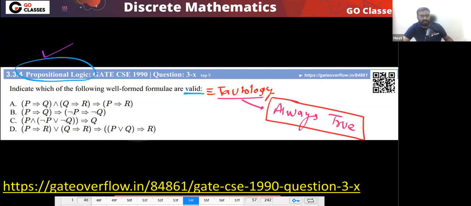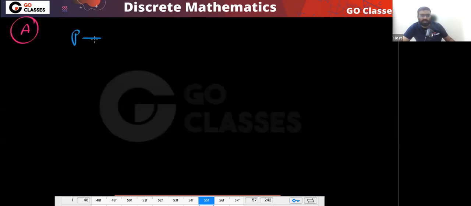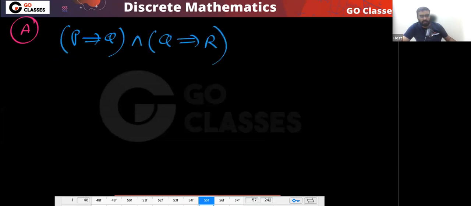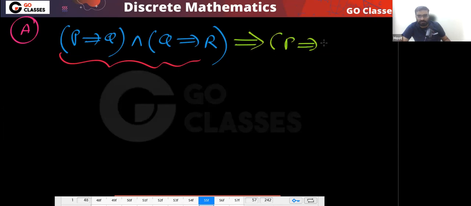In the question, option A is given: P implies Q and Q implies R implies P implies R. And this statement is valid. You don't even have to do anything, because this is your rule of inference, the transitivity of implication. This option is saying P implies Q and Q implies R. If this happens, then definitely P will imply R.